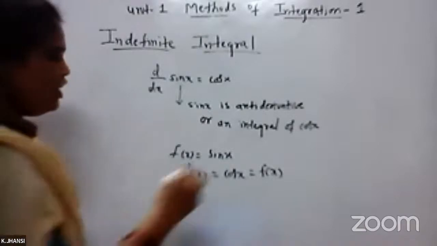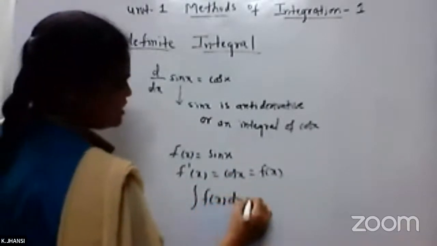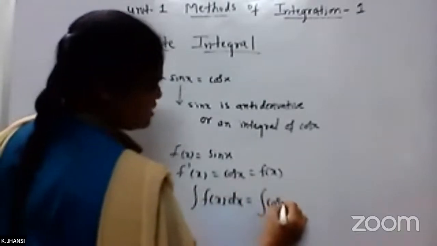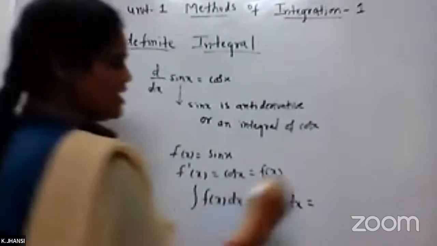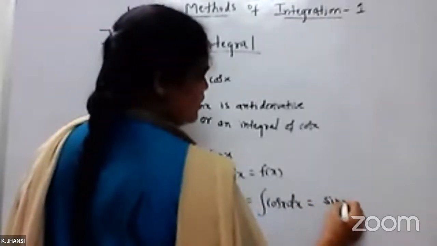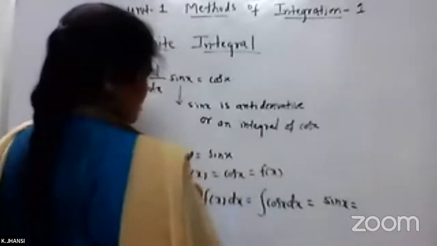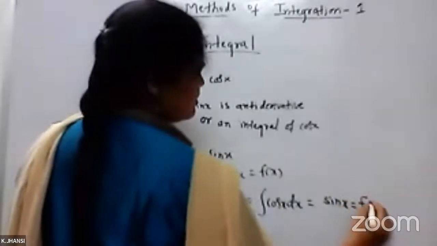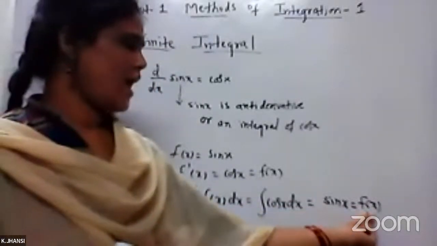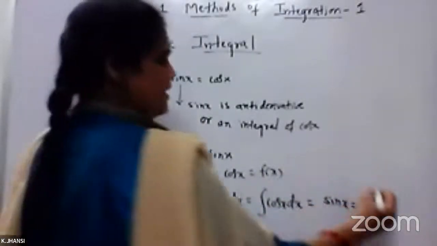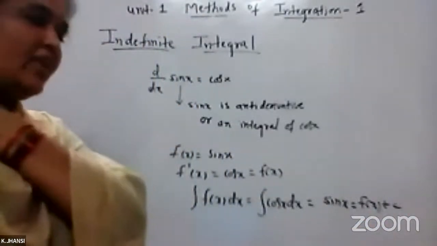Integration of f of x dx is equal to integration of cos x dx. Integration of cos x is sin x. Sorry, it is f of x. So integration of f of x dx equals capital F of x plus c, which we write in the integration. C is called the constant of integration.